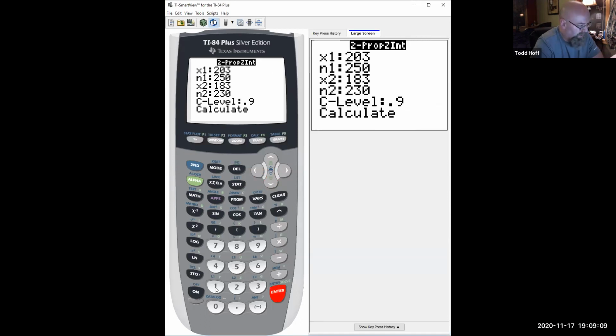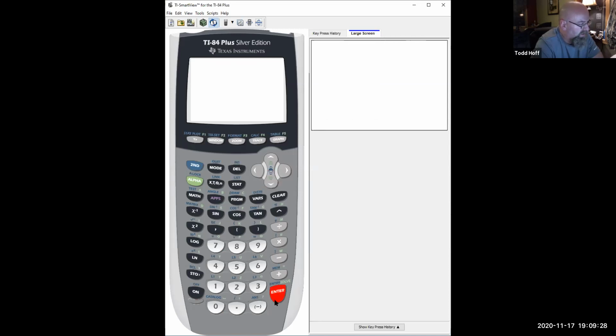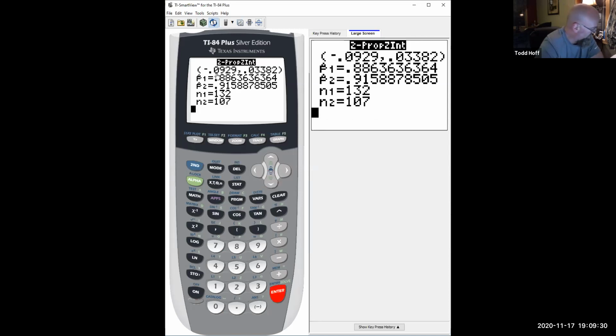Our first sample, we had 117 pass out of 132. Our second sample, we had 98 pass out of 107. Our confidence level was 90%, so 0.9 is correct. We hit Calculate, and there we go. We had a negative 0.0929 to 0.0338.